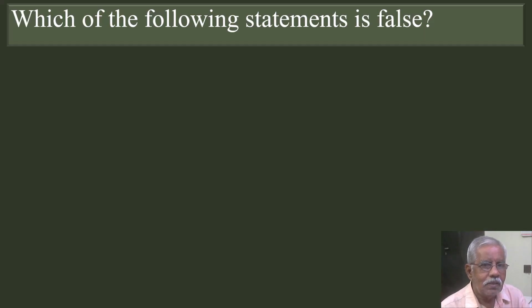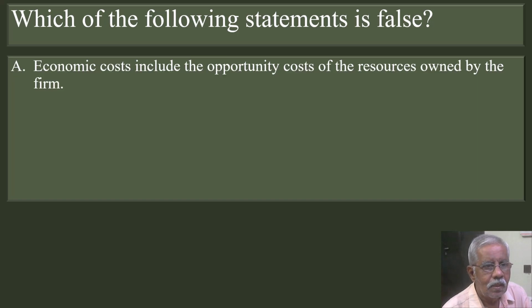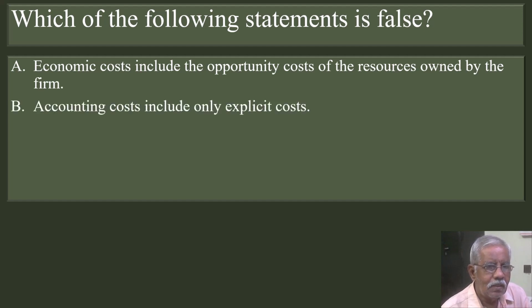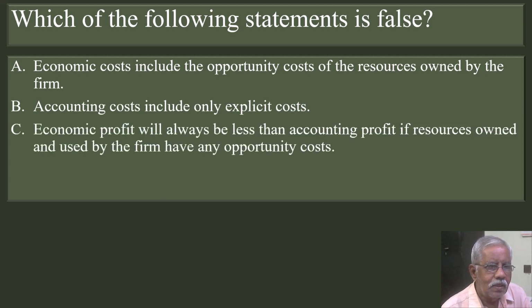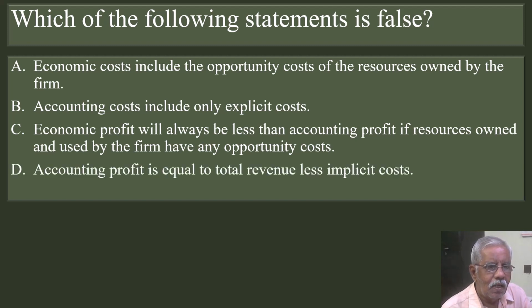Which of the following statements is false? Economic costs include the opportunity costs of the resources owned by the firm. Accounting costs include only explicit costs. Economic profit will always be less than accounting profit if resources owned and used by the firm have any opportunity costs. Accounting profit is equal to total revenue less implicit costs.